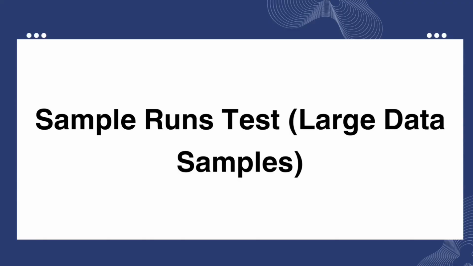Good day, everyone. Before we proceed to the formula, let's first understand what a run is. A run is a sequence of identical events or values that occur consecutively in a dataset. It is the basic building block of the Runs test and helps us determine the randomness in a sequence. Identifying runs is the first step in performing the test.